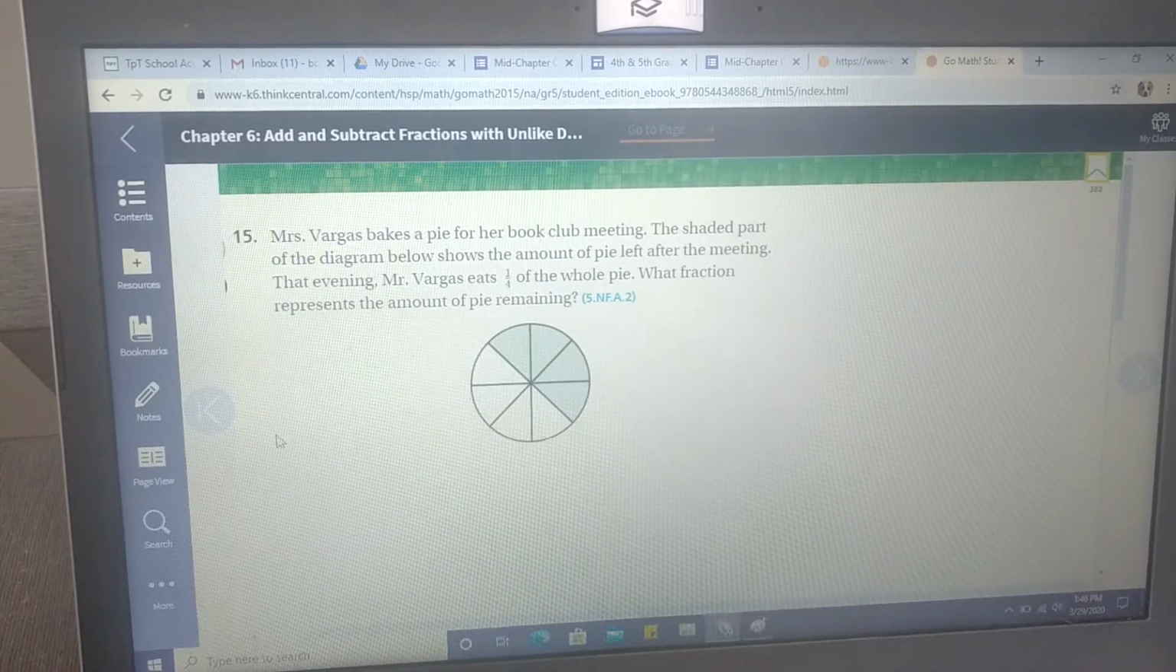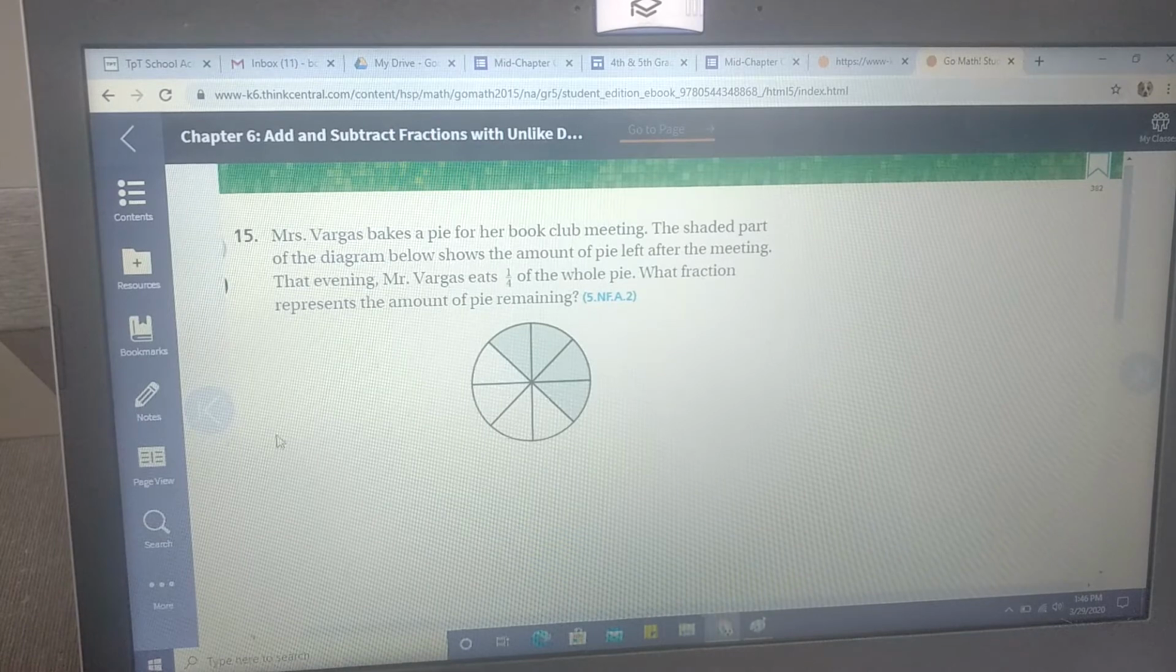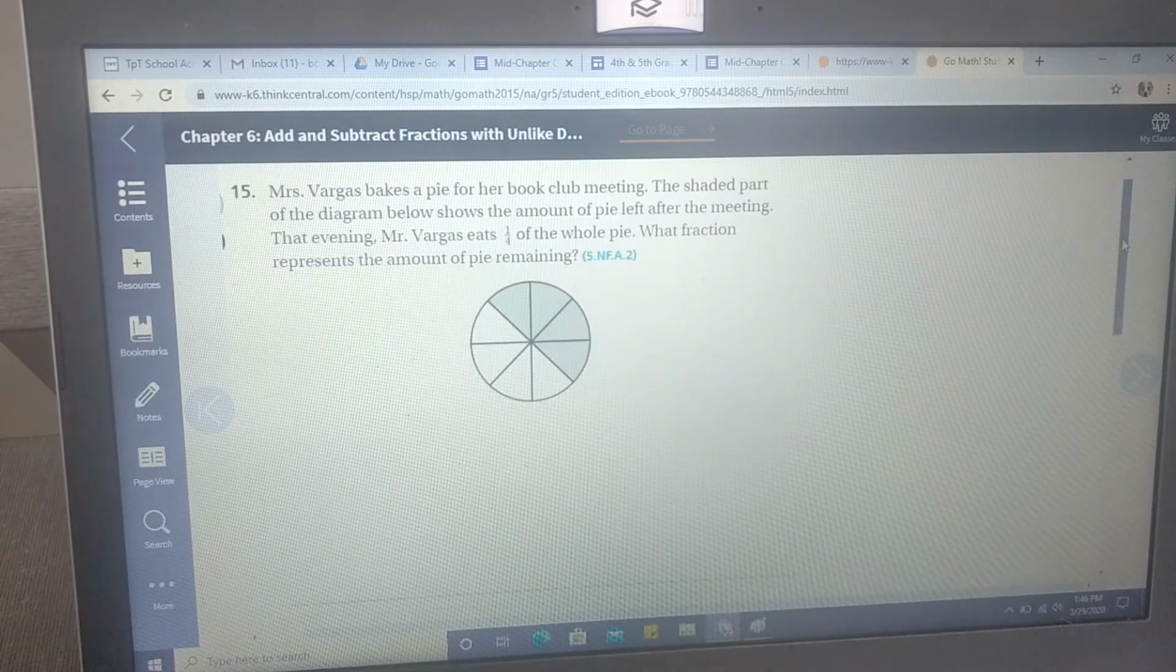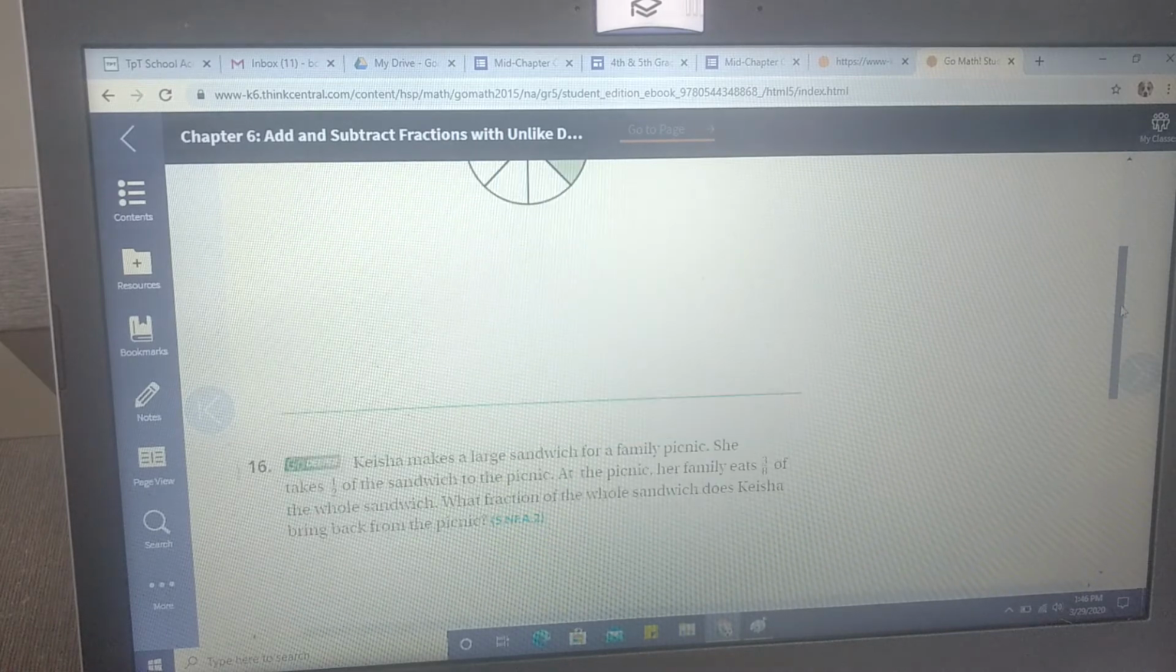Okay, over here you have a word question. Mrs. Vargas bakes a pie for her book club meeting. The shaded part of the diagram below shows the amount of pie left after the meeting. That evening, Mr. Vargas eats 1/4 of the whole pie. What fraction represents the amount of the pie remaining? So basically what you're doing is taking the shaded part and then taking away 1/4. Okay, so hint, you're going to have to find a common denominator.